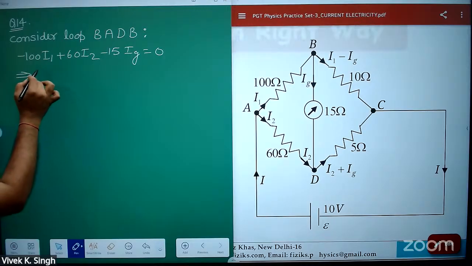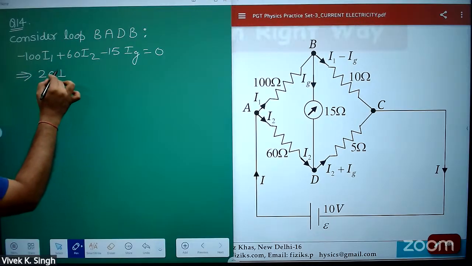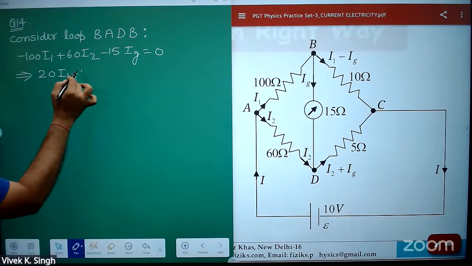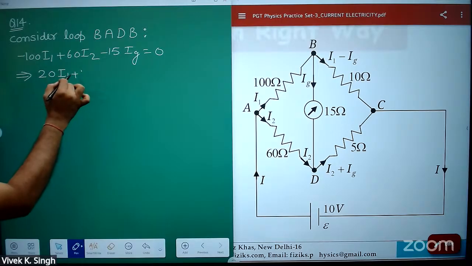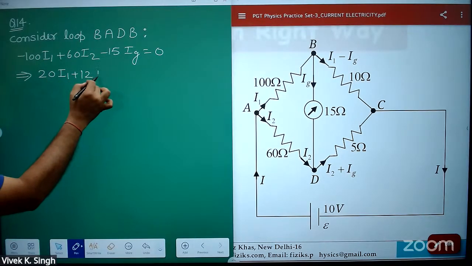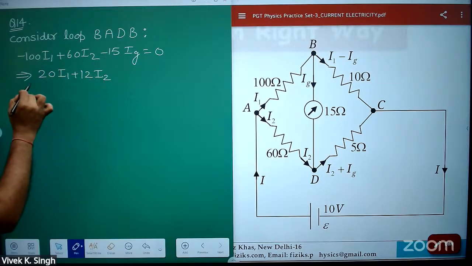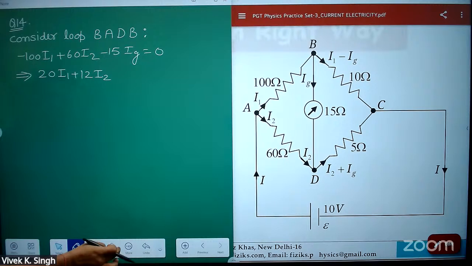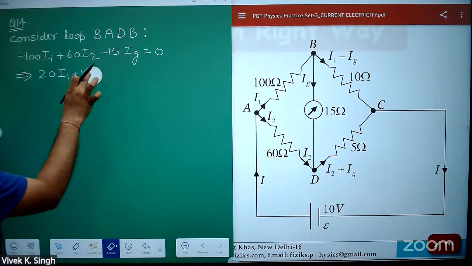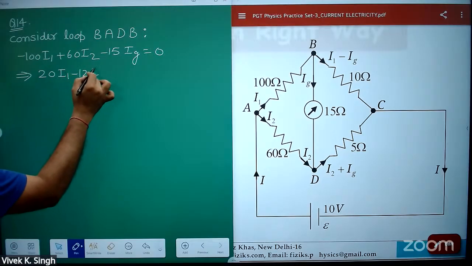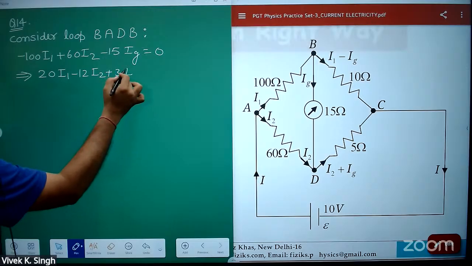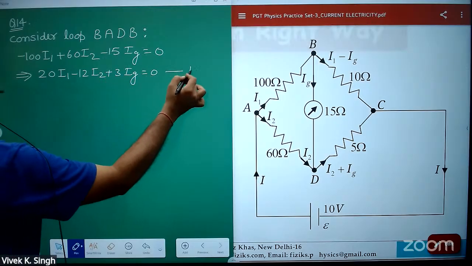So this will give you minus 20 I1 plus 12 I2 plus 3 IG is 0. So this is equation 1.